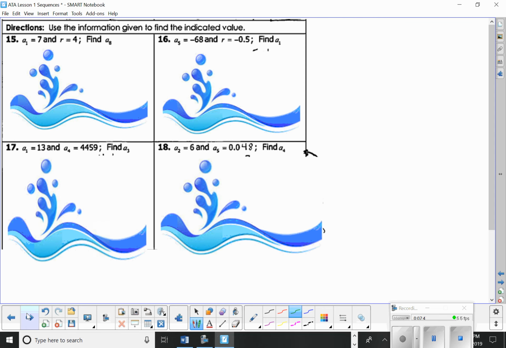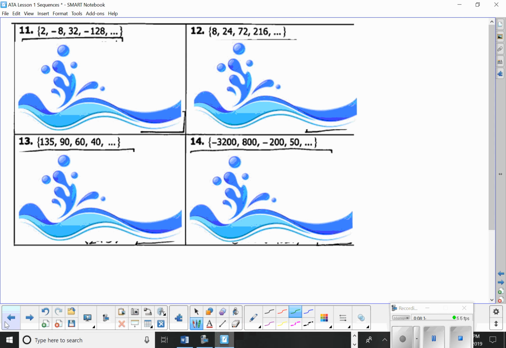Here you're going to use the information given to find the indicated value. I've got a sub 1 is 7 and r is 4. I need to find a sub 8. That should be easy. Number 16, you're given a sub 5 and r, and you need a sub 1. That's okay.